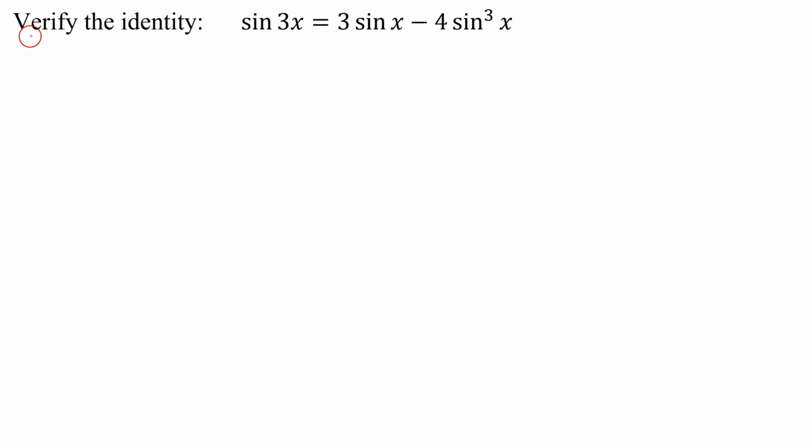In this example, I need to verify the identity: the sine of 3x equals 3 times the sine of x minus 4 times sine cubed x.